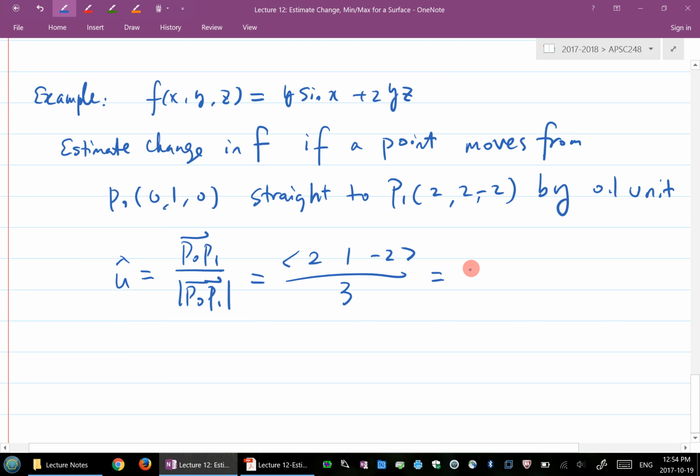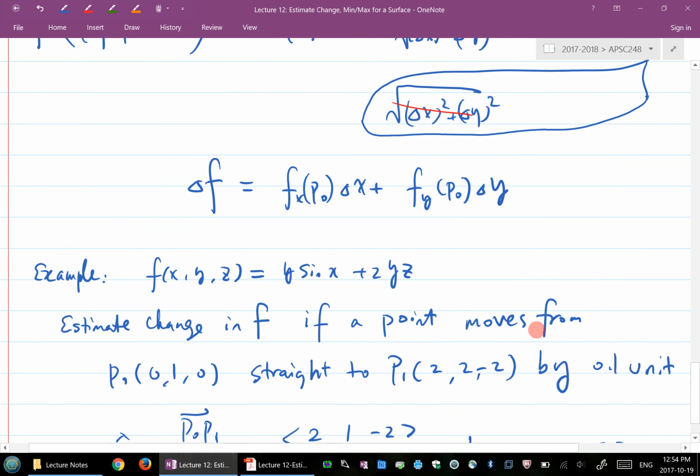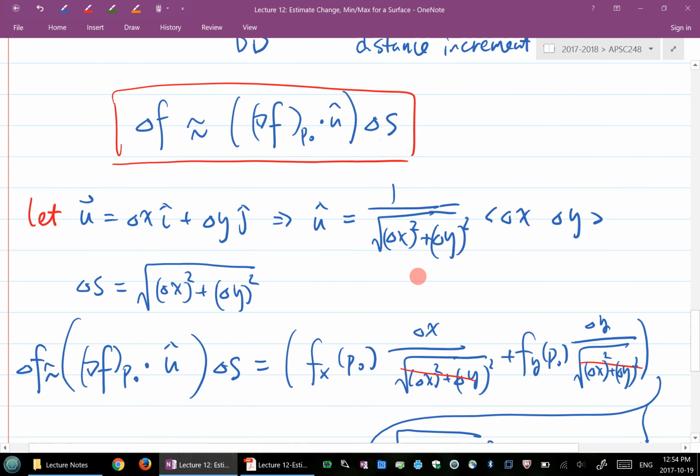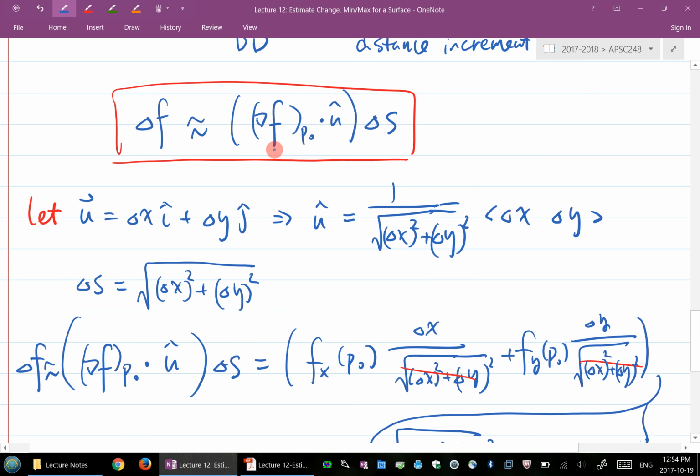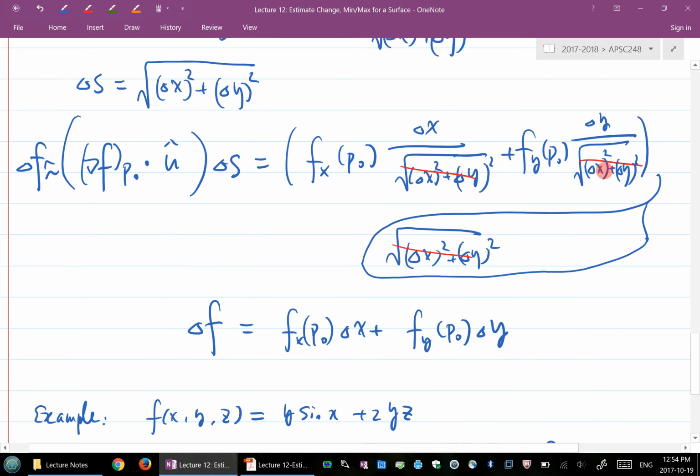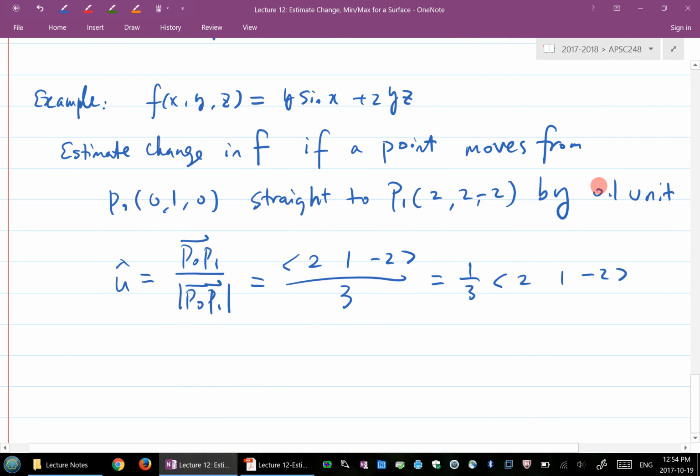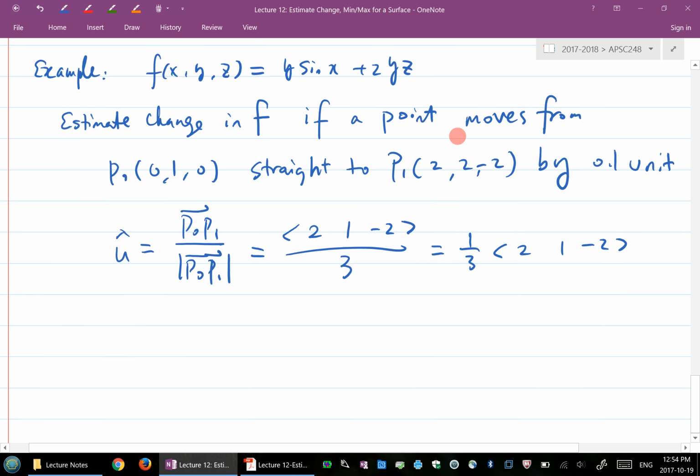So your u hat is 1/3 (2, 1, -2). So we've got a u hat. And what else do we need? We need the gradient vector at the P0 location, and we also need a delta s. The 0.1 unit is basically delta s. So let's calculate del f at the P0 location.